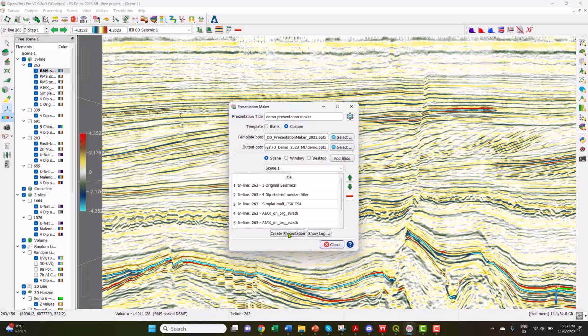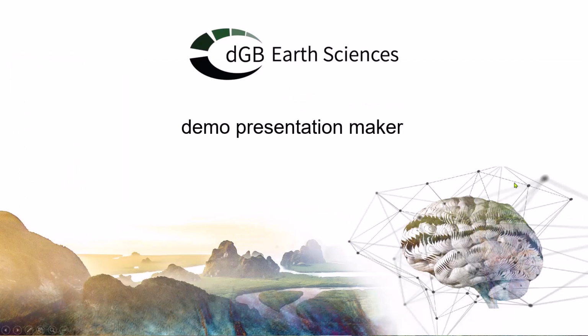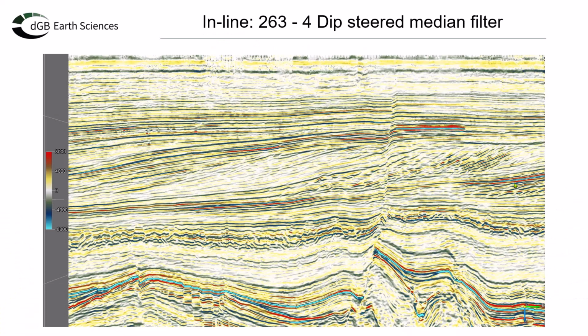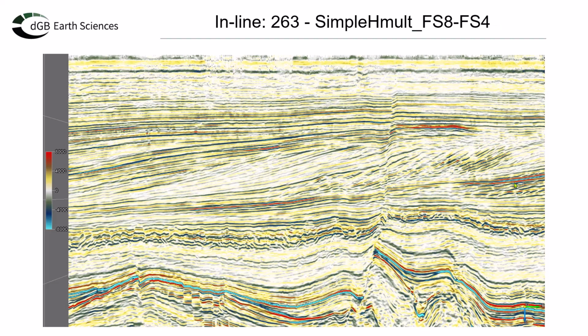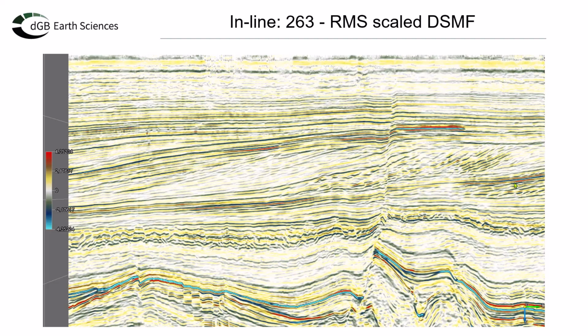I'm going to create my presentation, and I'm going to open it. So here's my presentation. Let's look at it in slide movie. That's the title slide, the first slide, second slide, different machine learning outputs, interpolated data, and that's it. Thank you very much for your attention.